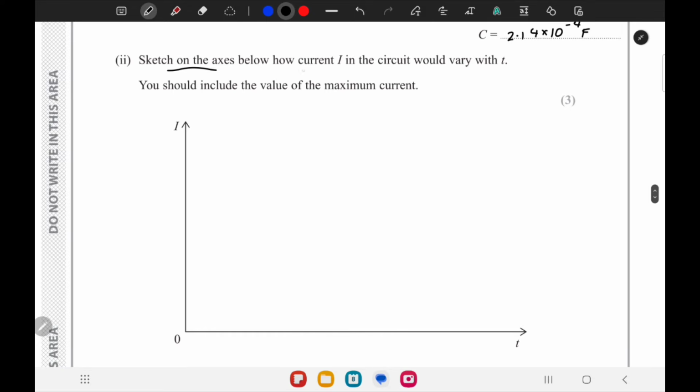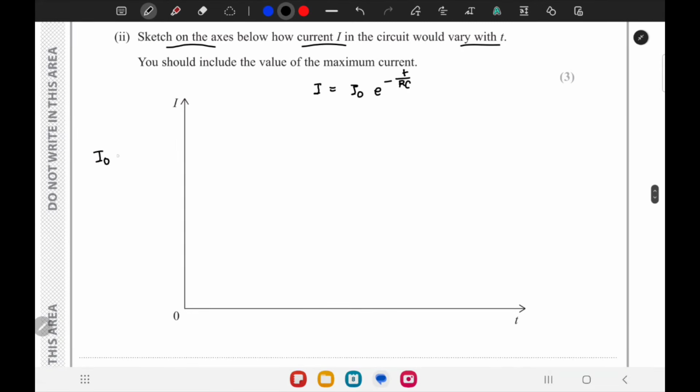Now we have to sketch a current against time graph for this. The current would be I naught e to the power minus t by RC. For the current, we'll not have 1 minus e to the power minus t by RC over here. This would be for the voltage. Now the initial current would be V naught by R. So 6 by 168 times 10 cubed. This would be 3.57 times 10 to the power minus 5.